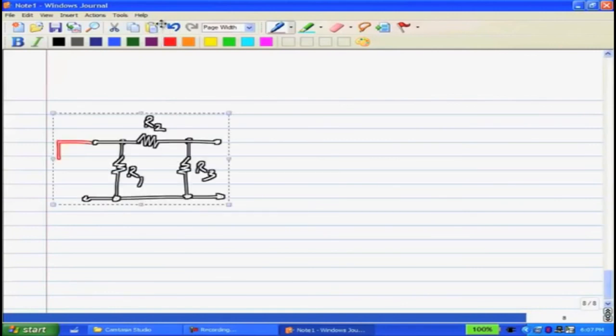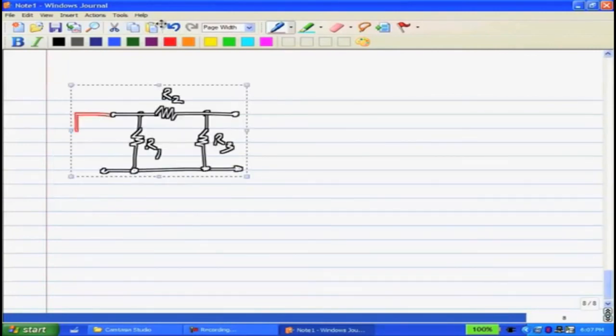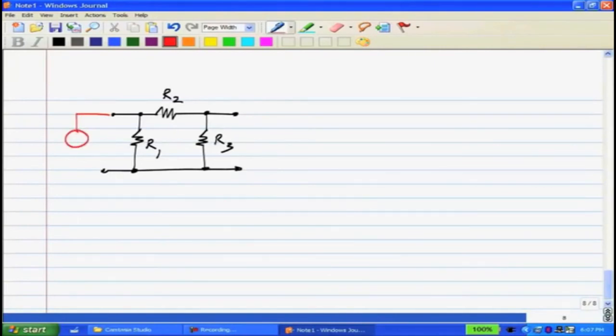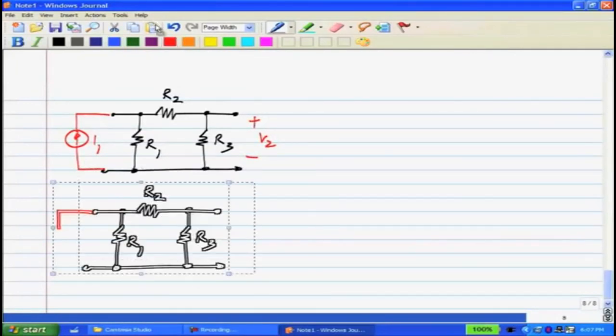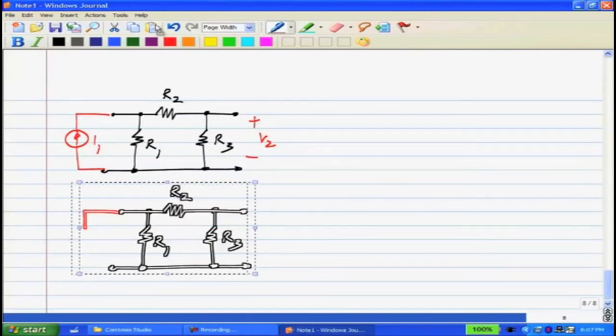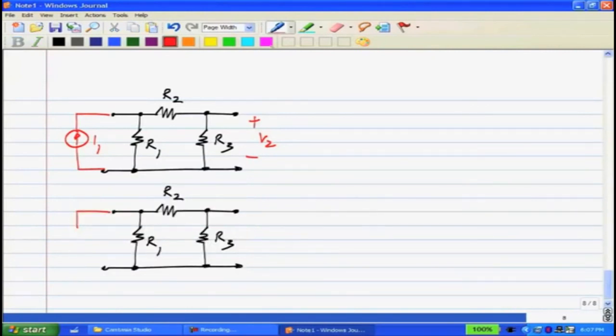Now let me excite the circuit with currents instead of voltages. I'll excite it with I1 on the left side and measure the voltage V2 that's produced on the right side, and in the other case I'll take the exact same network, excite it with a current I2 hat on the right side, and see the voltage V1 hat that's produced on the left side.